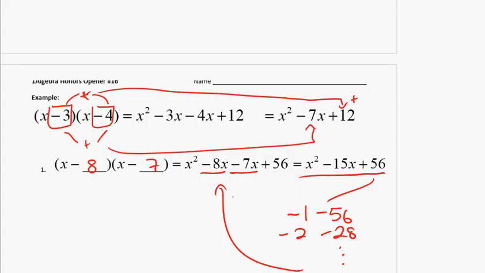So you could test them all, right? But this takes a lot of time. And so to save yourself time and brain power, you need to start looking at this more sophisticatedly.